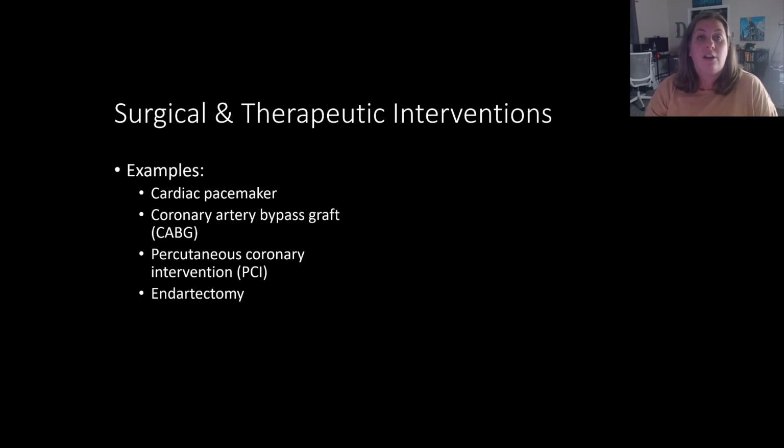We also have coronary artery bypass graft, or a CABG. This is going to be if there are blood vessels that are blocked, especially if they're like 100% blocked.